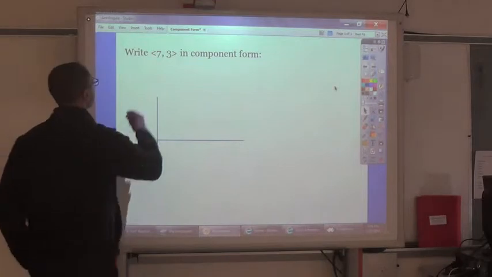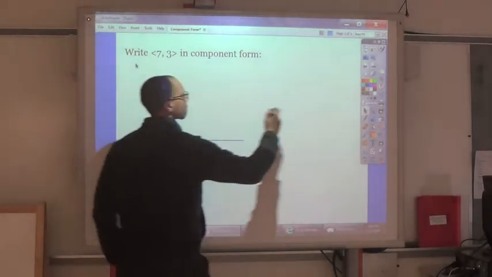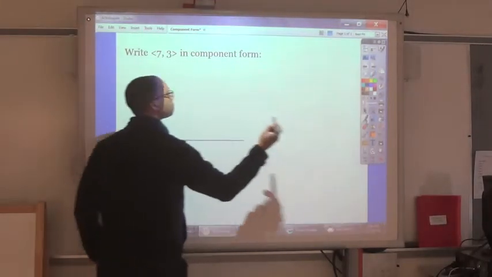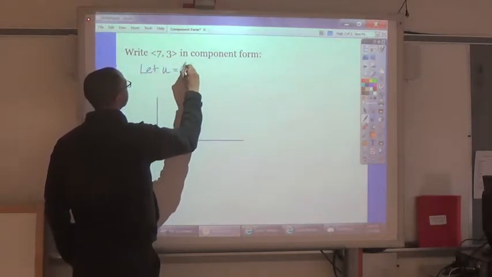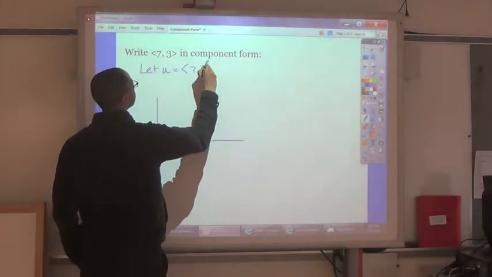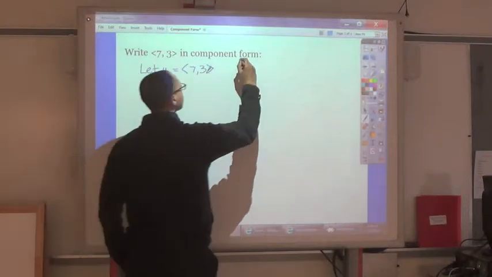Alright, hey everybody. So what we're going to do today is talk about how to write a vector in component form. As you can see, what I'm doing on the board is just rewriting it so that I can have it in terms of u.